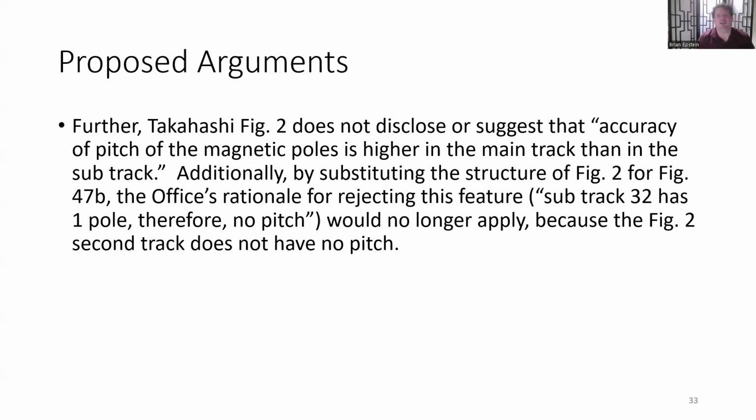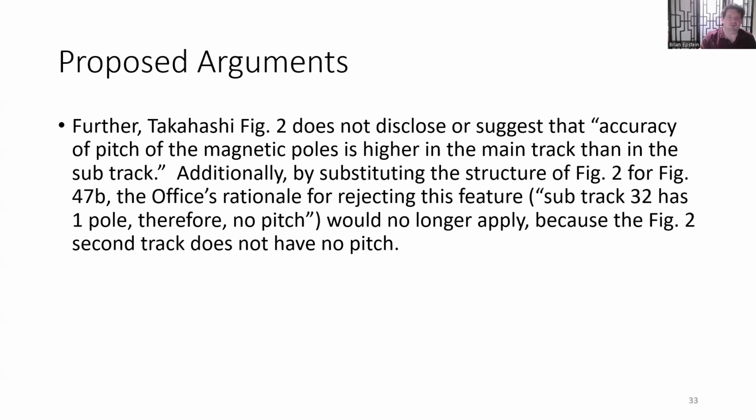Further, Takahashi Figure 2 does not disclose or suggest that accuracy of pitch of the magnetic poles is higher in the main track than in the subtrack. Okay. Additionally, by substituting the structure of Figure 2 for Figure 47b, the office's rationale for rejecting this feature, right? The examiner had said subtrack 32 has one pole, therefore no pitch, would no longer apply because the Figure 2 second track does not have no pitch, right?